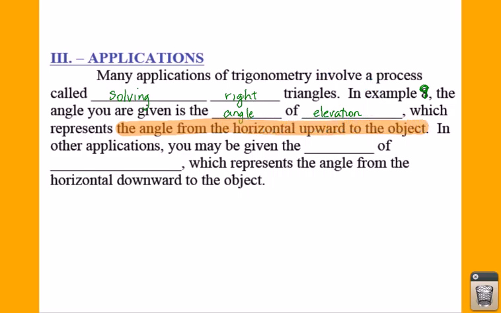The other angle you have is called the angle of depression. Depression, that means you're sad, you're lonely, you're looking down. So that's the angle from the horizontal down to the object. Okay, but it is always from the horizontal. That's what some people forget. You always measure these from the horizontal.